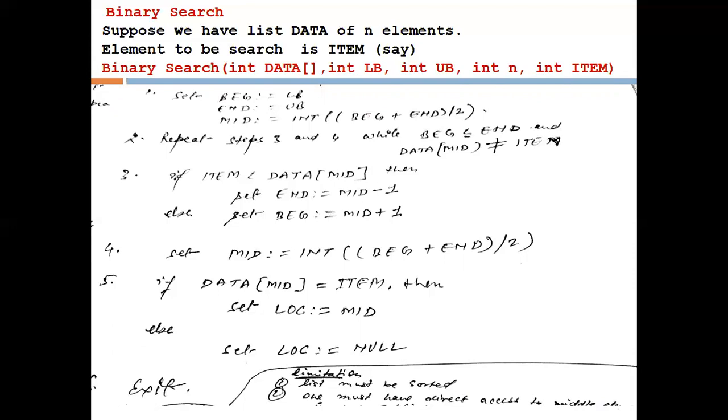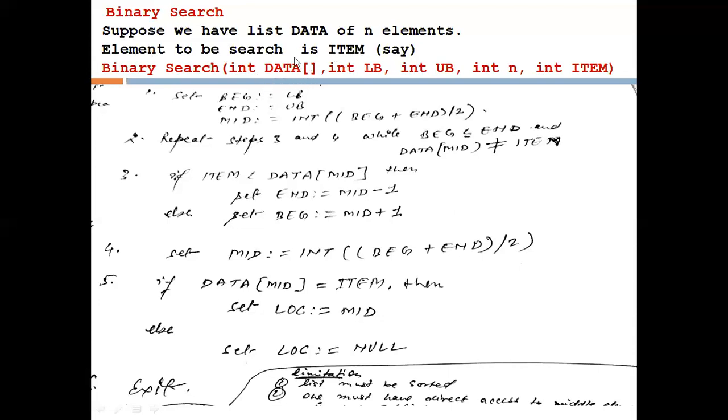Okay, that means like in an array we can access any element at any time. So it is possible in an array. So that's why we are discussing this array. Otherwise, suppose a linked list, we can't access the middle element directly. So you can't apply binary search in a linked list. So these are two limitations. You should note it. Now, suppose again we have list data of n elements and we want to search item.